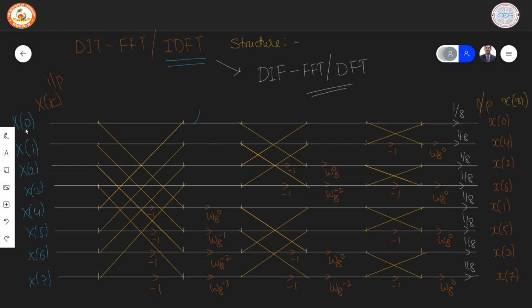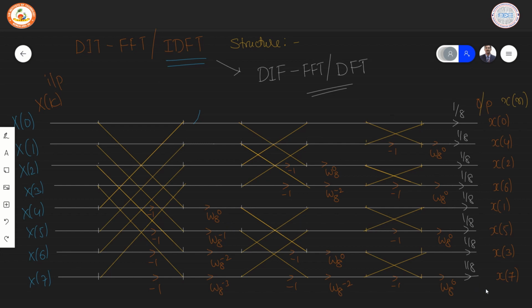Now coming to the inputs, for IDFT it is X of k. Therefore, the inputs are X of 0, X of 1, X of 2 and so on till the last term X of 7 in sequence. Also, the twiddle factor powers should be negative in the case of IDFT. Therefore, the powers are W8 to the power of 0, W8 to the power of minus 1, W8 to the power of minus 2, W8 to the power of minus 3. These are the four twiddle factors required to solve the problem for N equal to 8.